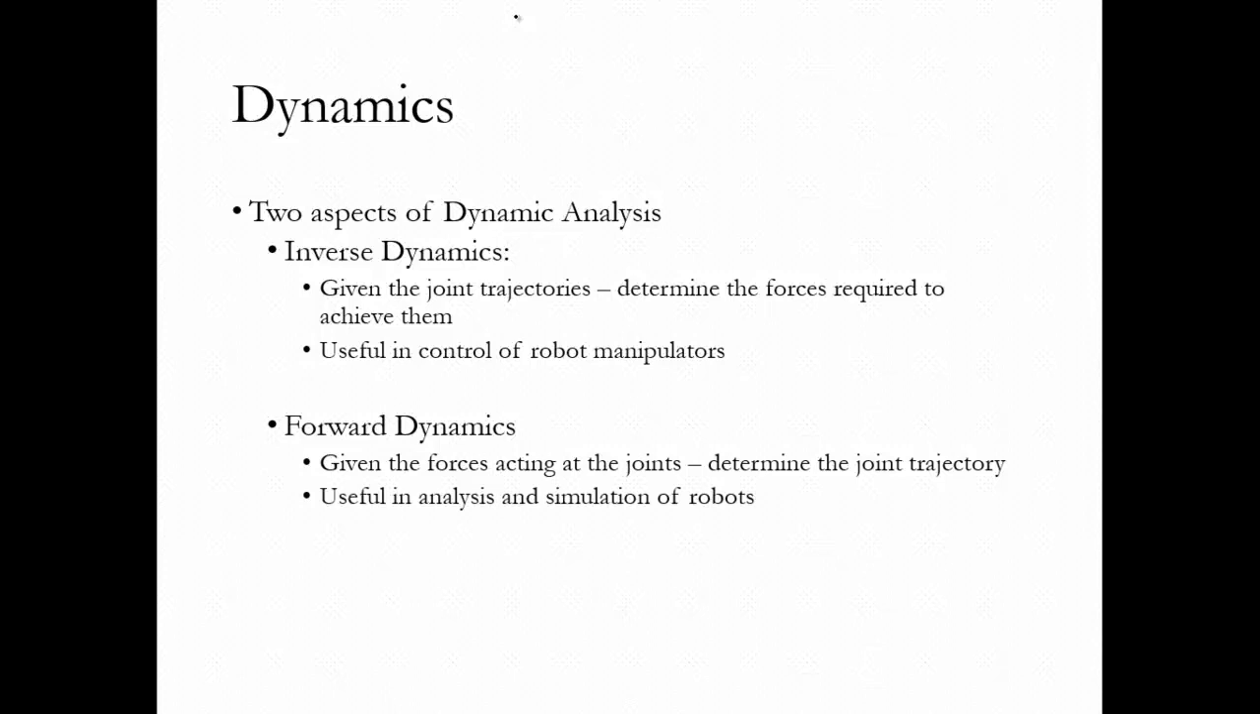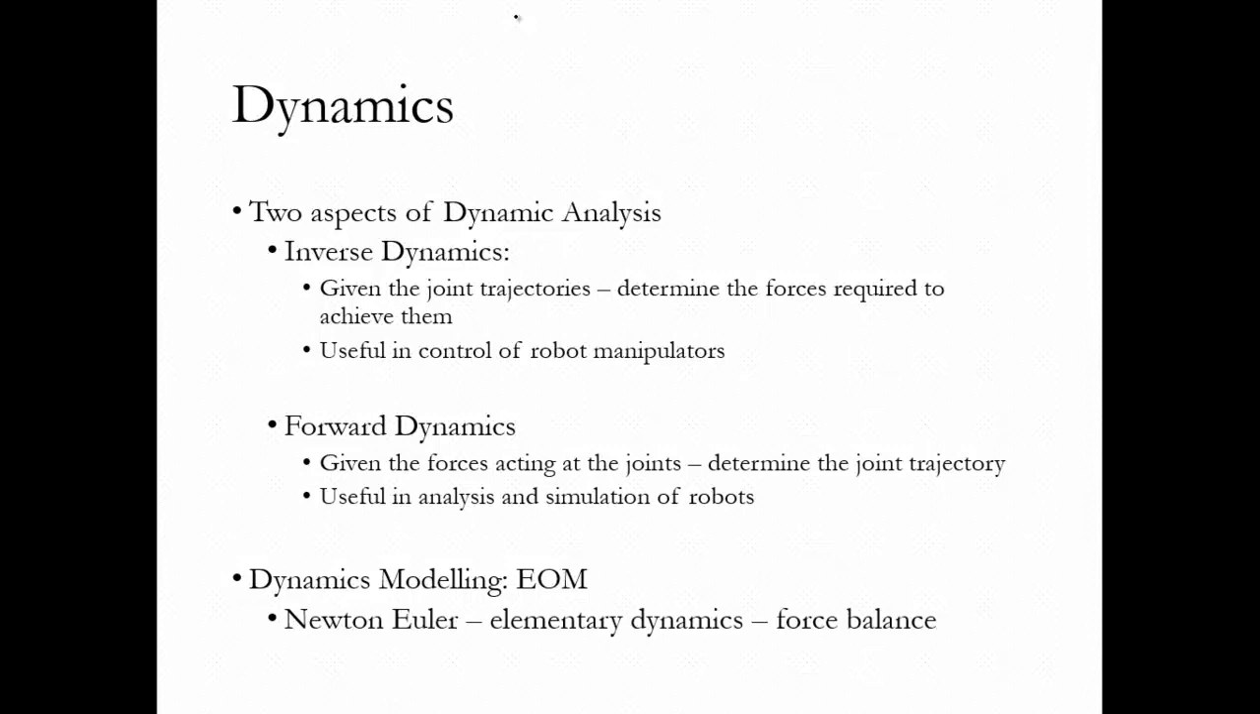And obviously, for all these things, we need the equation of motion, that is dynamic modeling, which can be done by Newton-Euler methods, which is nothing but the elementary dynamics, a force and moment balance. And then we can also use the Euler-Lagrange method, or the Lagrange method, which is more of an energy-based method. So in this class, we will be more concerned with the Lagrange method only. We will skip the Newton-Euler, though it's very elementary.